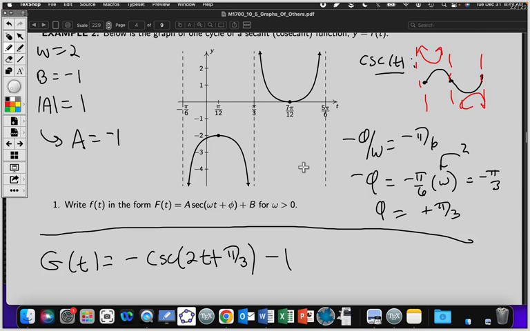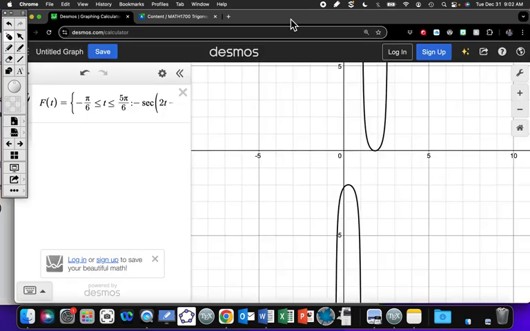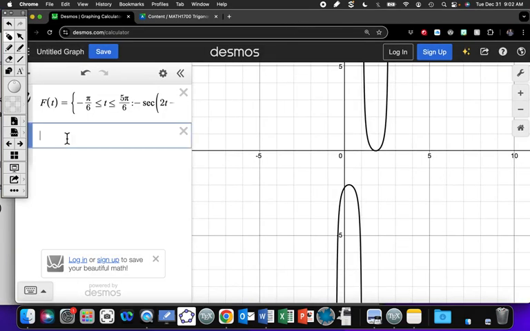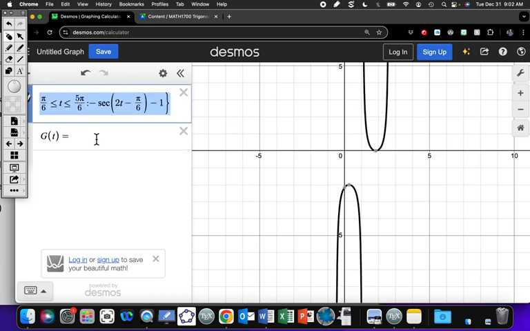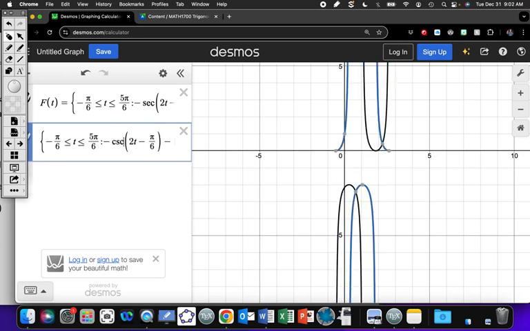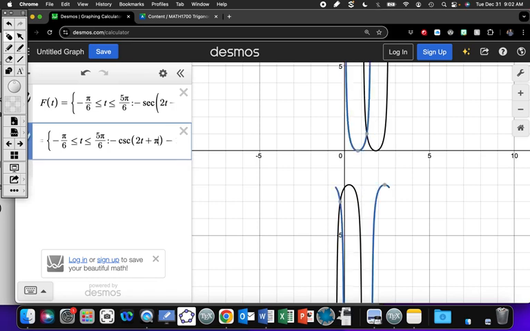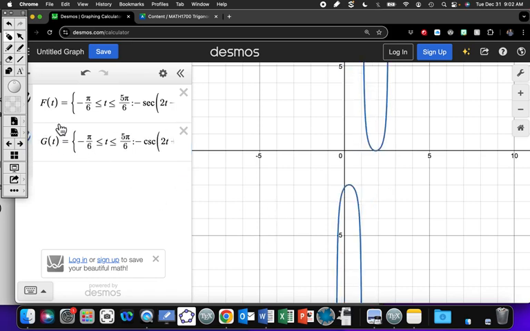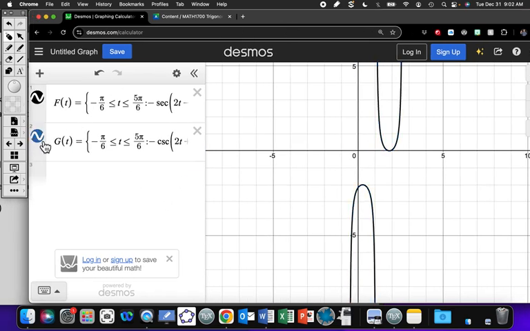We can check that by plugging in values, or we can fire up Desmos here. So we are back at Desmos. Let's go ahead and type in our cosecant version of this graph. G of t equals, and I'm just going to copy and paste most of this here and just adjust. Instead of having secant, now we've converted it to cosecant. Instead of a minus pi over 6, we have a plus pi over 3. Boom. And you can see the graphs are indistinguishable. They match the original.